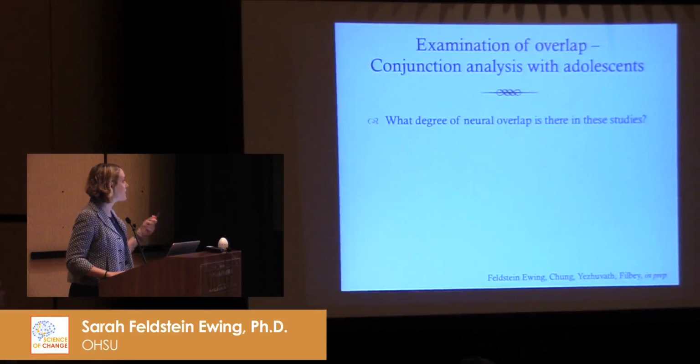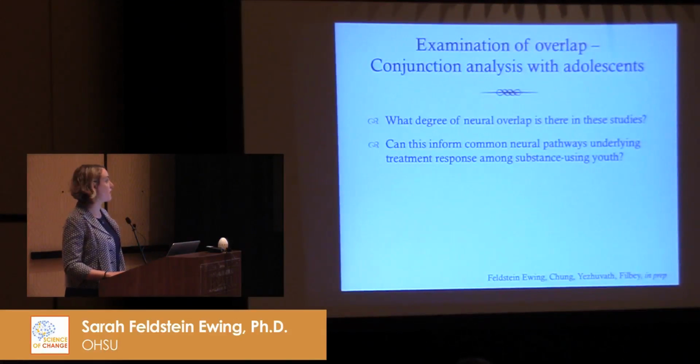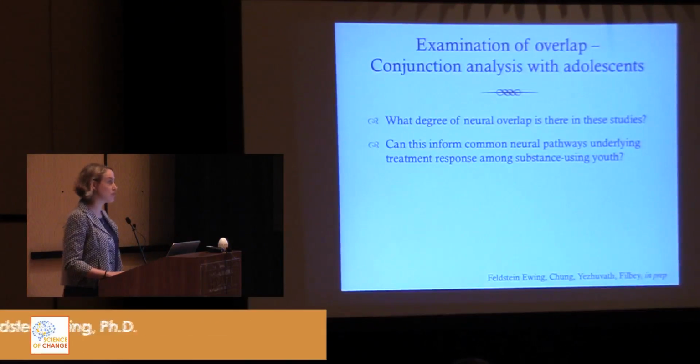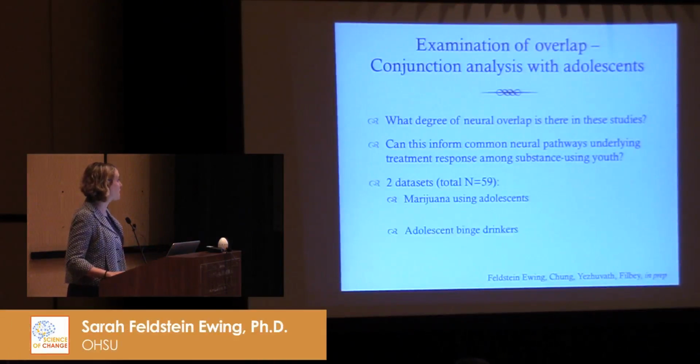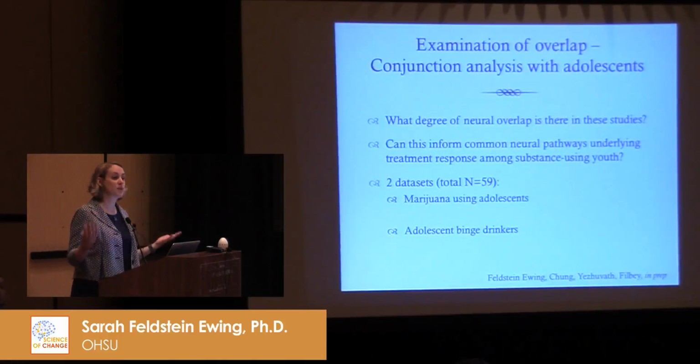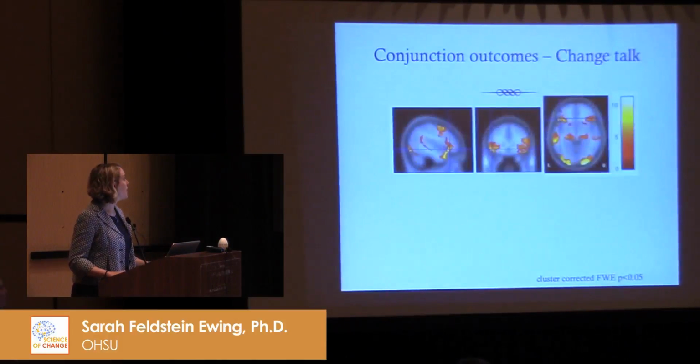And so we really wanted to see the degree of neural overlap in these studies, and to see if this could inform common pathways underlying treatment response with substance-using youth. I was also interested in the comparison of marijuana-using kids, but also these adolescent binge drinkers. Was there some difference in the response because of the substance of abuse? So we added these 2 data sets together, and here's what we found.